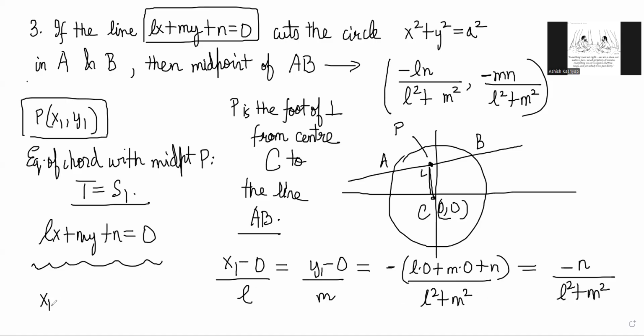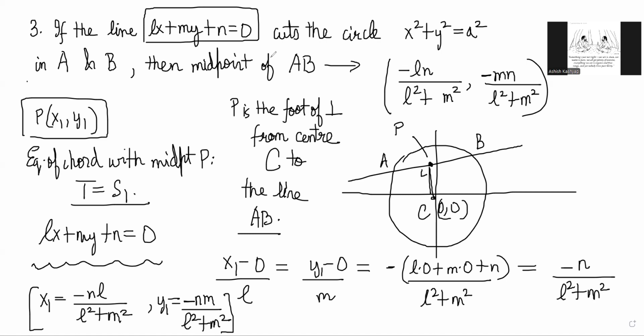And x1 is coming out to be minus NL by L square plus M square. And y1 is coming out to be minus NM by L square plus M square. So that is a faster way to get the foot of the perpendicular. And from there, we can figure out the midpoint of the chord, right?